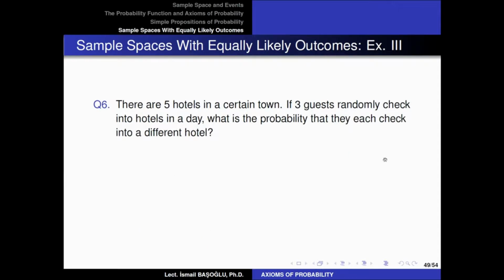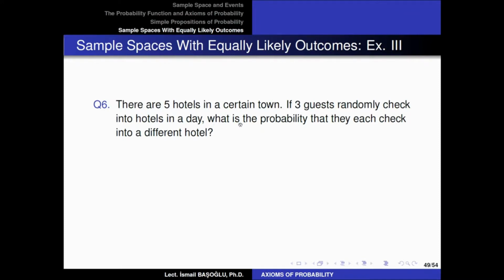Now we are going to solve another question. Again, it is going to be an example question on the sample spaces with equally likely outcomes. It says there are 5 hotels in a certain town. If 3 guests randomly check into hotels in a day, what is the probability that they each check into a different hotel? Now, imagine we have 5 hotels, and in the beginning of the day, 3 guests are going to arrive to that town. Now, each guest is randomly selecting a hotel.